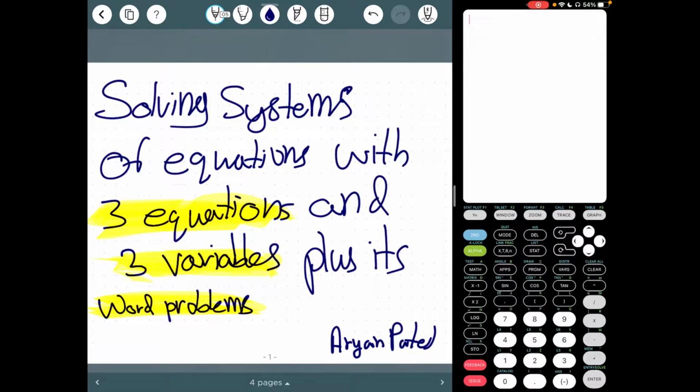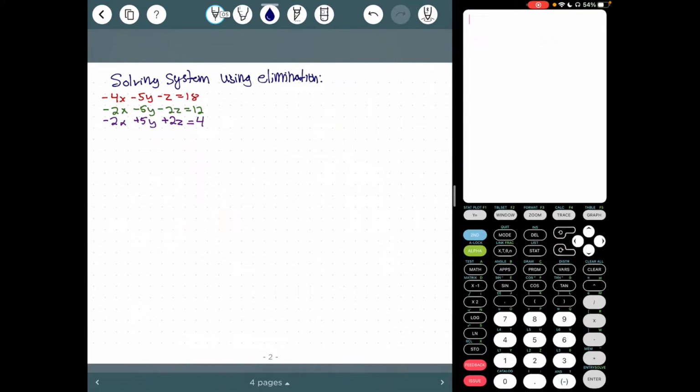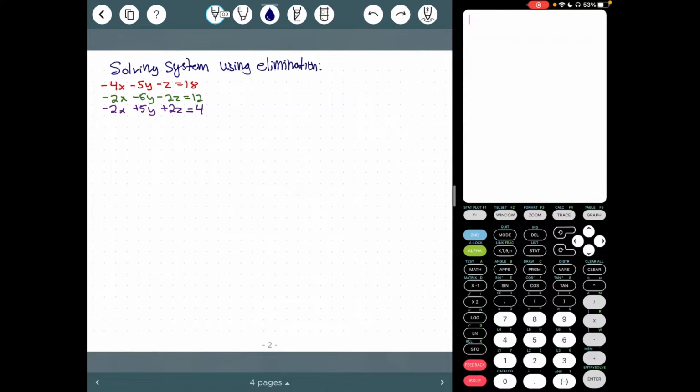This video is on solving systems of equations with 3 equations and 3 variables plus its word problems. Okay, so to solve using elimination, what we have to do is combine any 2 equations out of the 3 so that one of the variables cancels out either using addition or subtraction. So let's take these 2 equations, and here we can eliminate the x variable.